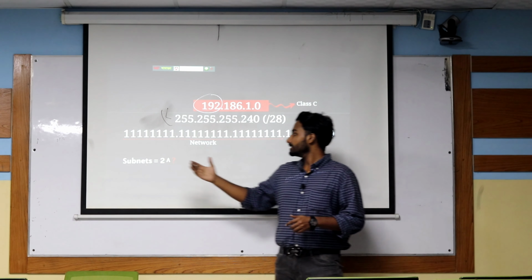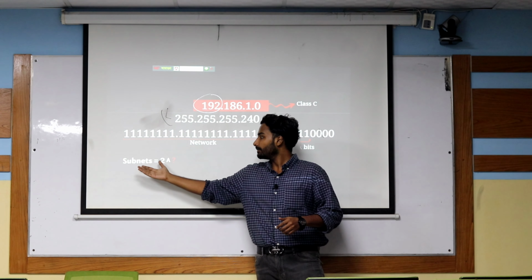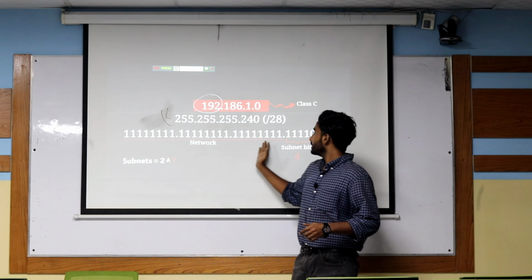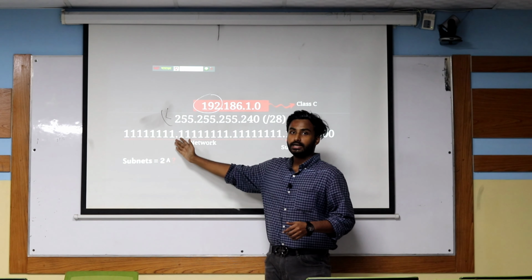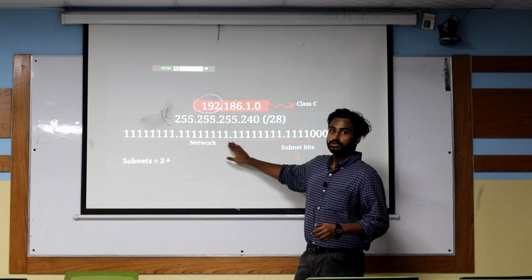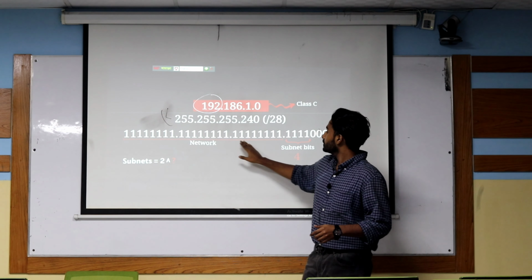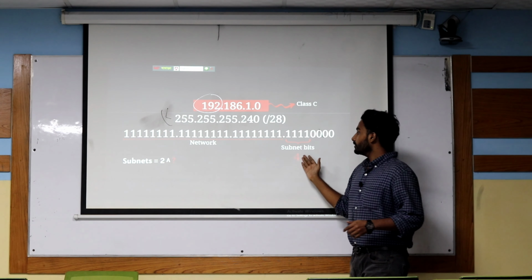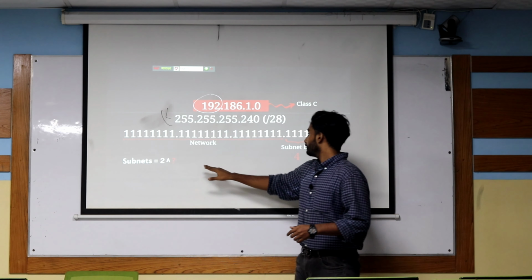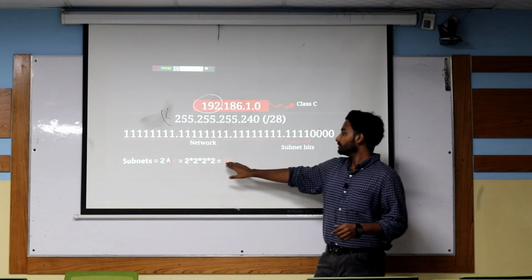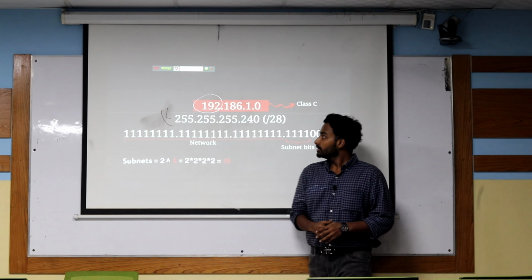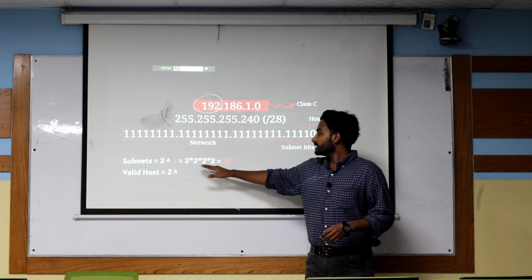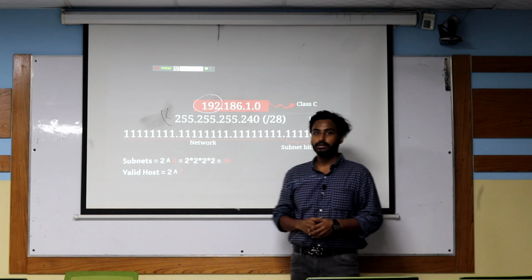In the formula for the number of subnets, the number of subnets will be 2 to the power of the number of what? We know the first three octets are network bits, so we can't change them. The rest of the bits that are ones will be my subnet bits. So here it is 2 to the power 4, which is 16. The answer will be 16. If we apply this subnet mask, the number of subnets will be 16.